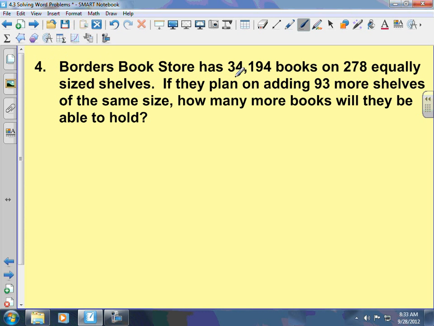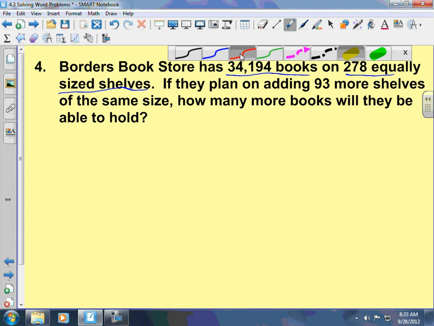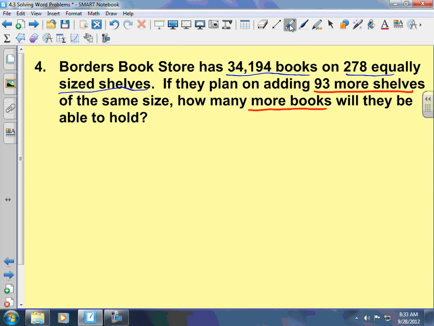Number 4, remember we're going to have 2 things that go together. Books on shelves. And then one new thing, more shelves. Okay? And we want to know how many more books will they be able to add to their bookstore? So these 2 things go together. And then these 2 things go together. Shelves and more books. Shelves and more books.